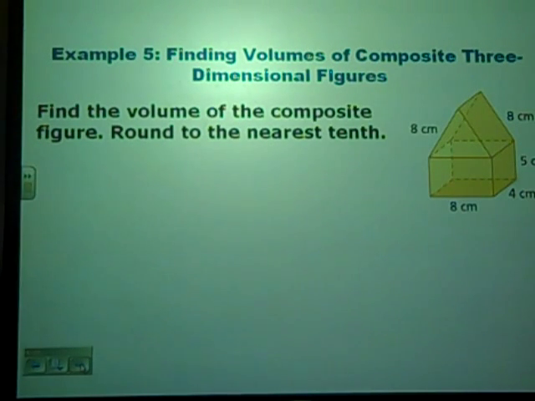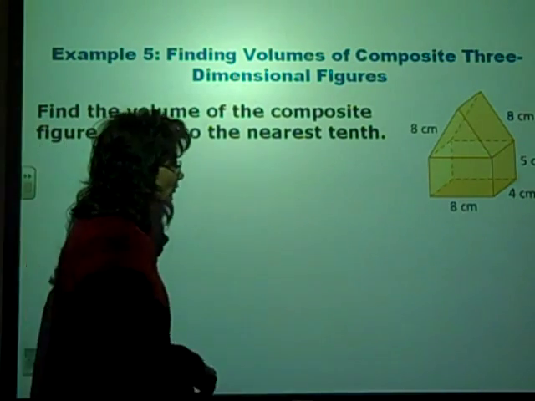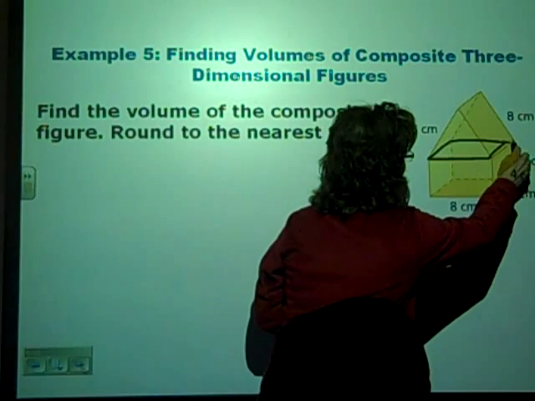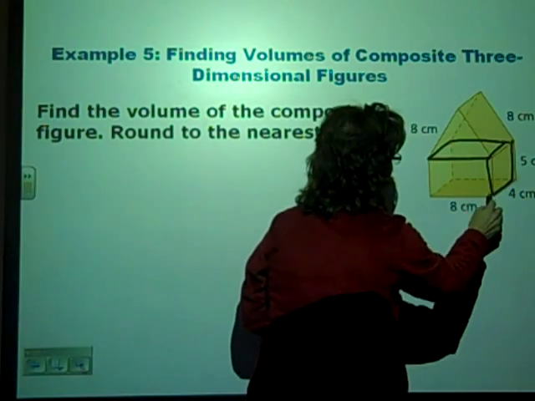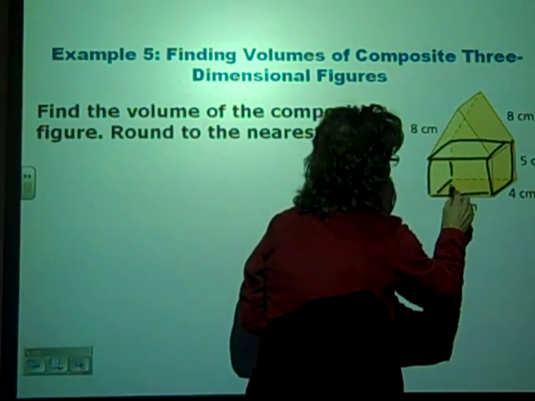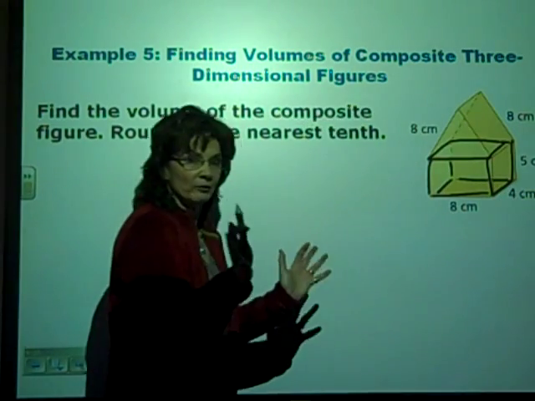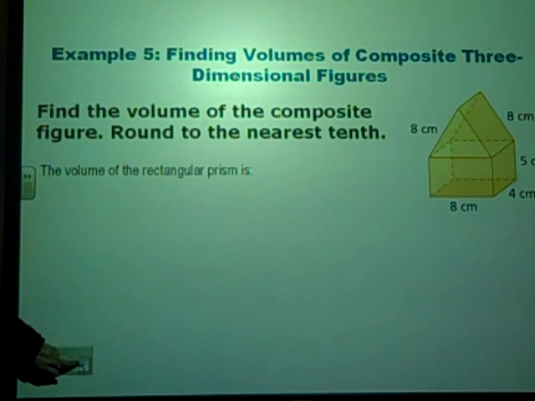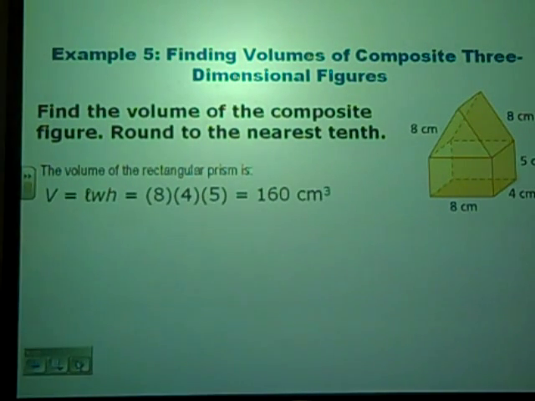When you're looking at composite figures finding volume, easy stuff. All you have to do is, let's look at the bottom first. This is a nice easy one. Right here we've got a rectangular prism. See that there? Volume equals length times width times height. So you find that first.